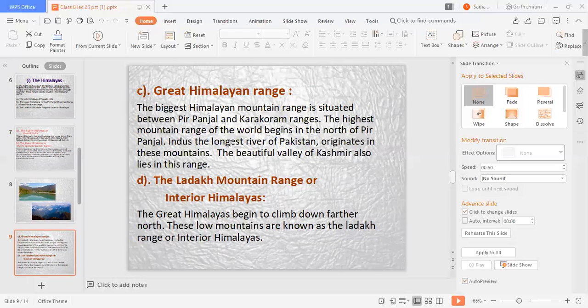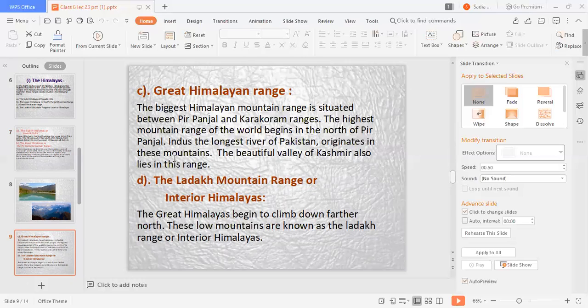Indus, the longest river of Pakistan, originates in these mountains. यानी पाकिस्तान का जो सबसे longest river है वो है इंडस river, and this river actually originates from these mountains because of the heavy snowfall.